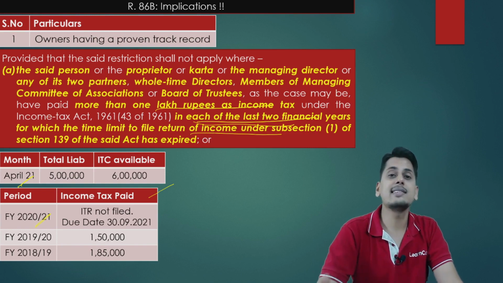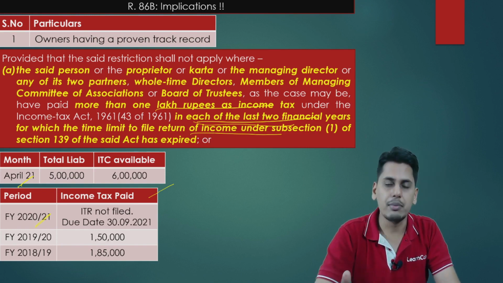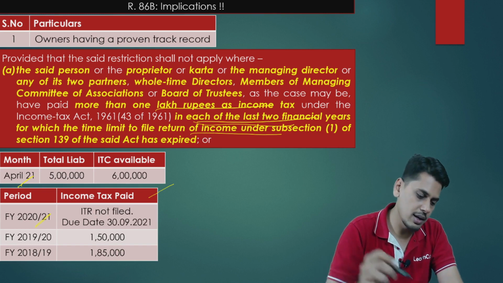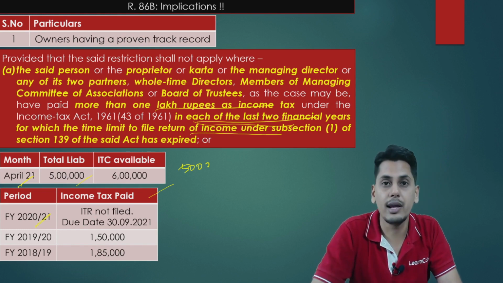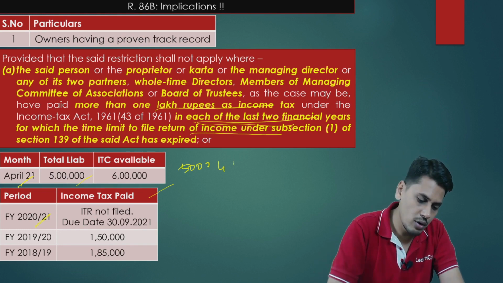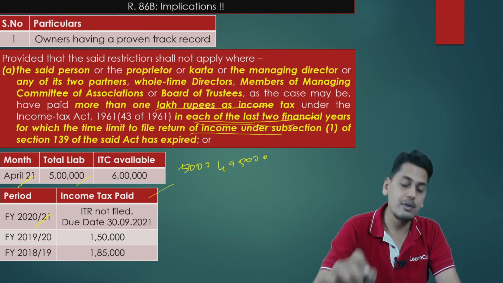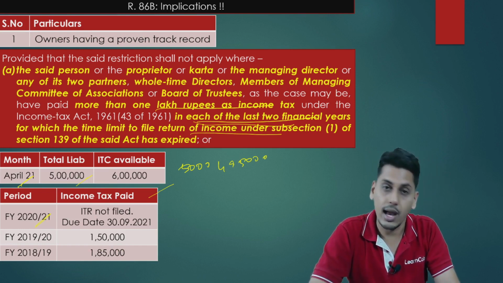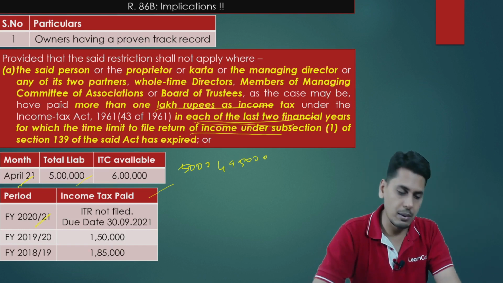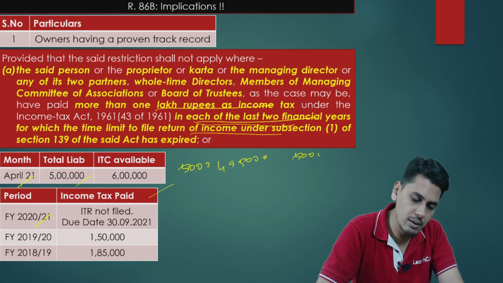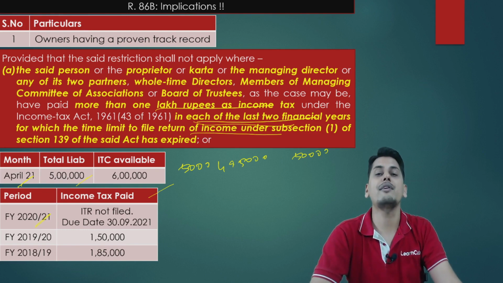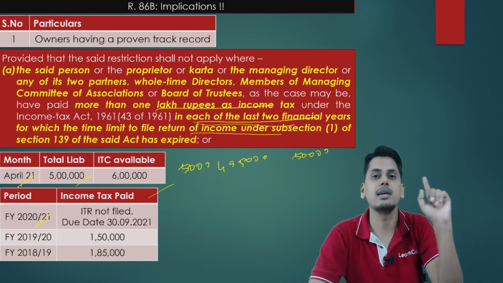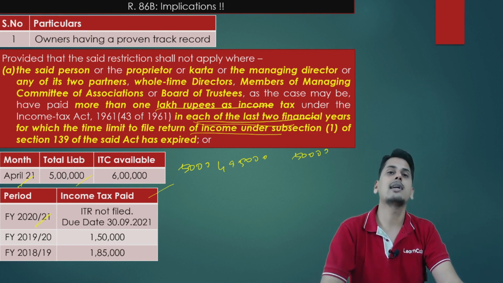Friends, if 86B is applicable, how much he needs to pay from cash? Total liability is 5 lakh. 5,000 rupees he'll have to pay from cash, and 4,95,000 he'll be paying from his credit ledger. However, if 86B is not applicable, entire 5 lakhs he'll be paying from his credit ledger. So there is an additional cash of 5,000 which is required if 86B is applicable. So let's have a check at the applicability.